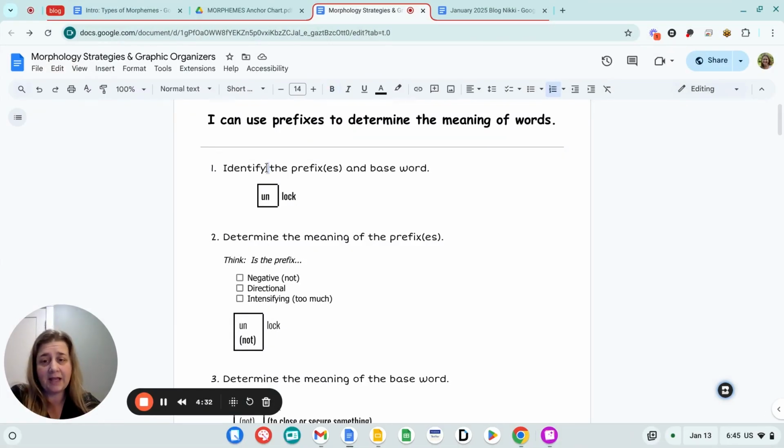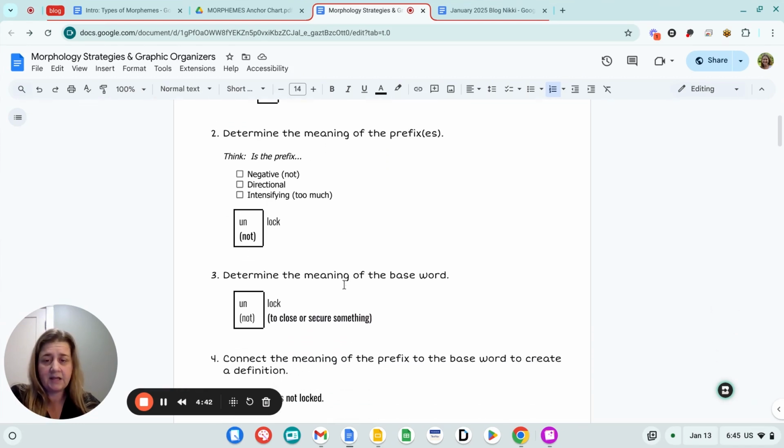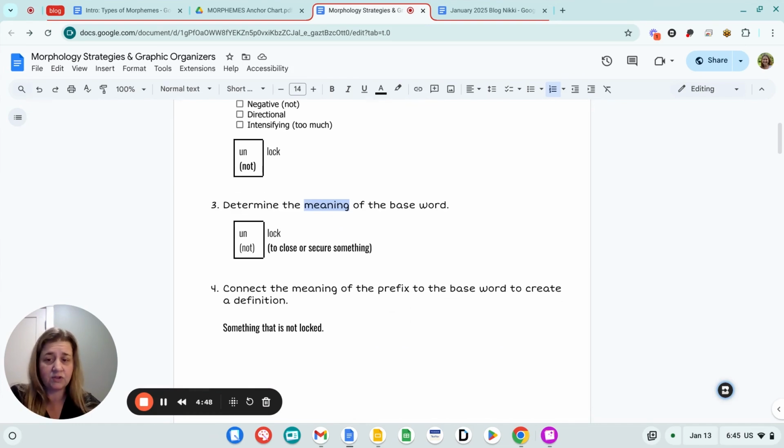So we always start by identifying and boxing prefixes and then thinking about its meaning. Is it negative, directional, or intensifying? And then look at the base to determine the meaning of the base word. And then connect those two meanings to create a definition for the word.